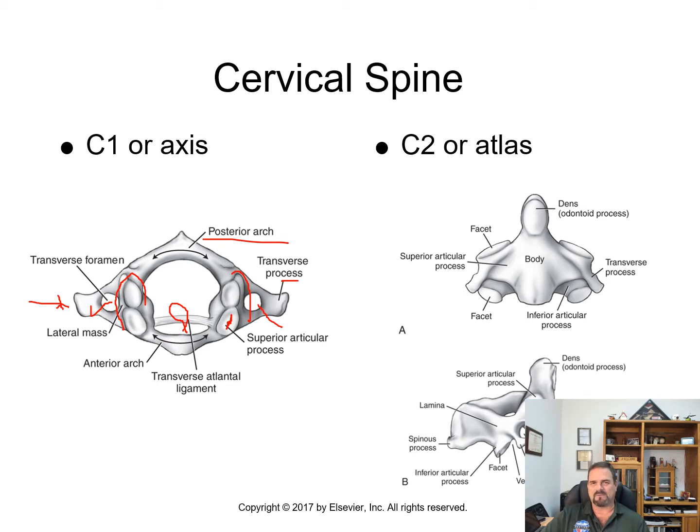Okay, and then over here, this is cervical vertebra 2, and this is cervical vertebra 1. It's very, very small. C1 is very small. If we're looking at cervical 2, you can see the facets on both sides here and here. This is the dens. This is the odontoid process.